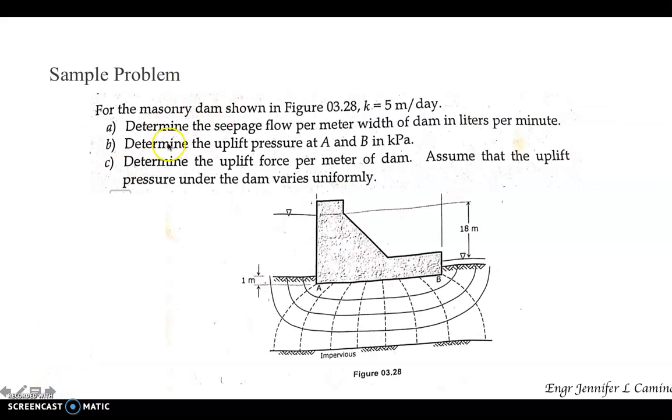So let's have a sample problem. Basically, for the masonry dam shown in this figure, our K, which is our coefficient of permeability, is 5 meters per day. Determine the seepage flow per unit width of the dam in liters per meter. Determine the uplift pressure at A and B in kilopascal. Determine the uplift force per meter of dam. Assume that the uplift pressure under the dam varies uniformly.